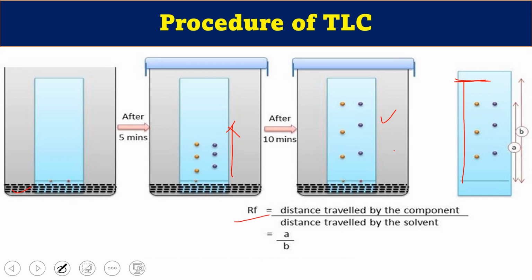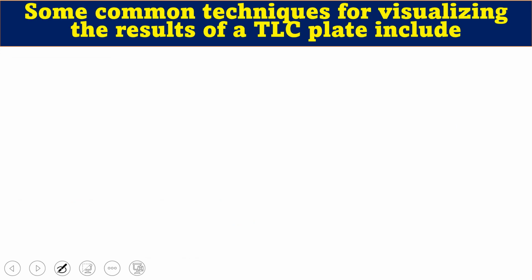So for the distance traveled by the component, like for this component, if I want to calculate the RF value, if this spot has traveled from here to here, that is A, then it will be A divided by the distance traveled by the solvent. The solvent distance is called B. So this is called the RF value.